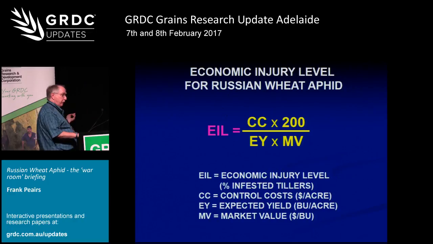Now, based on that 0.5% yield loss business, we've been able to develop a dynamic threshold that allows you to take into account control costs and then crop value, which is a combination of expected yield and market value, and this is expressed in percent infested tillers. We also have some sampling programs that go with that, binomial sequential sampling schemes that can be used. But anyway, this is roughly the threshold that we use.